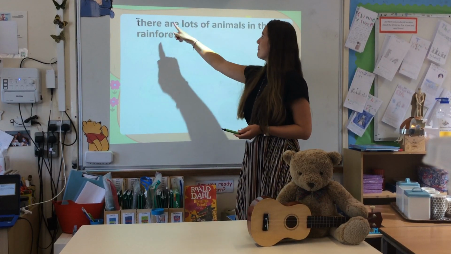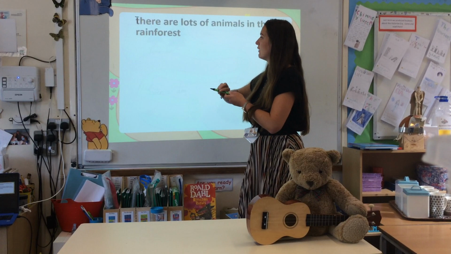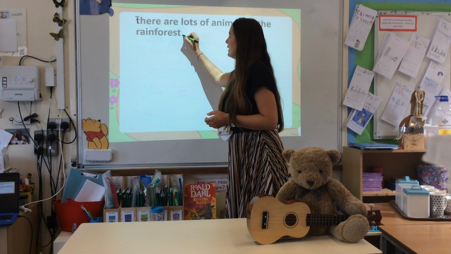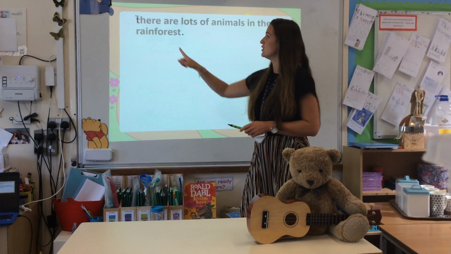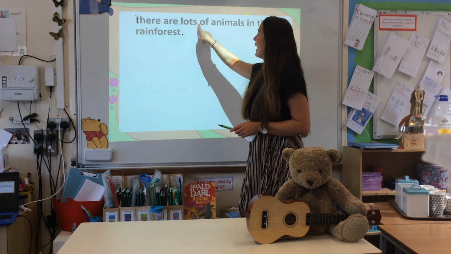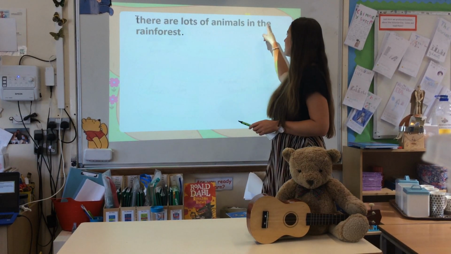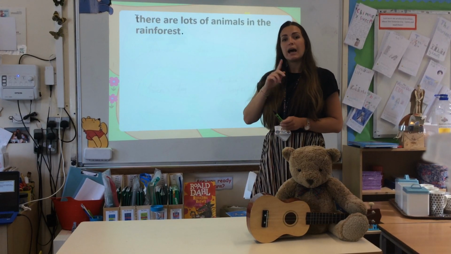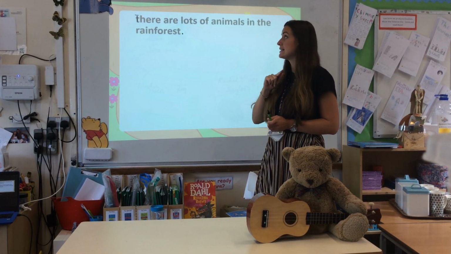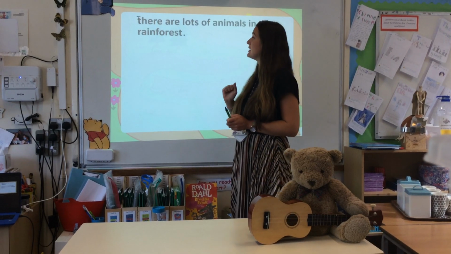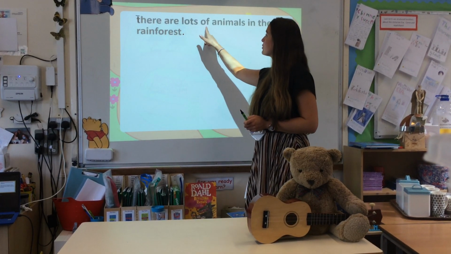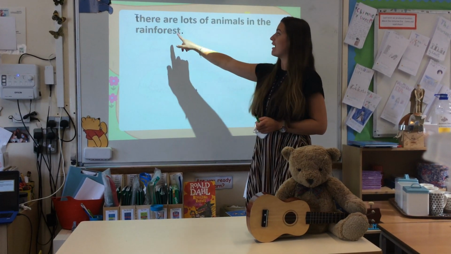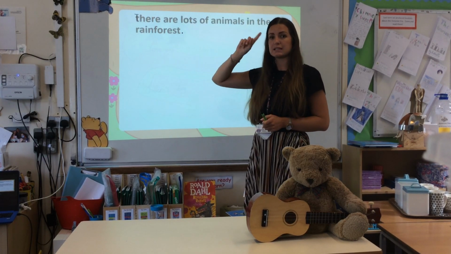And then we also need to remember that at the end of the sentence we need to have a full stop. Now because I've typed this already, I do have my finger spaces and my sentence doesn't just have to be squished onto one line. The word rainforest has actually gone on to the next. And what I need to do at the end is to make sure it makes sense. I'm going to read it again. There are lots of animals in the rainforest. So it makes sense as well.